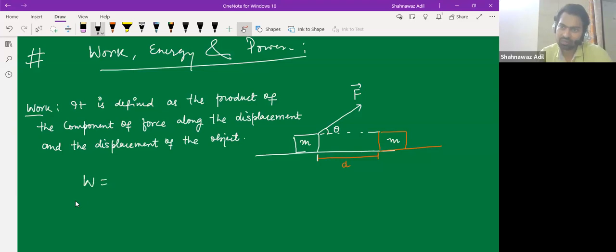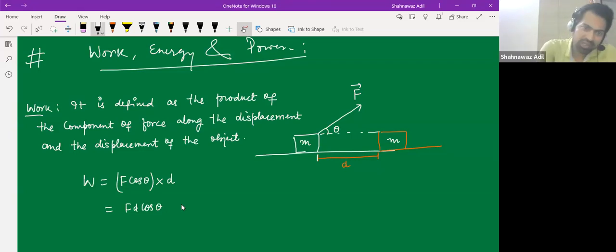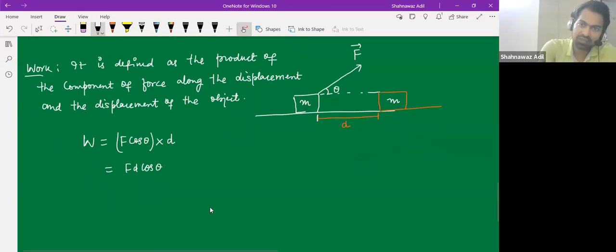So the component of force along displacement is F cos theta multiplied by the displacement itself. Understood, everyone? So this is F d cos theta. So what is this F d cos theta? How do we write this F d cos theta?